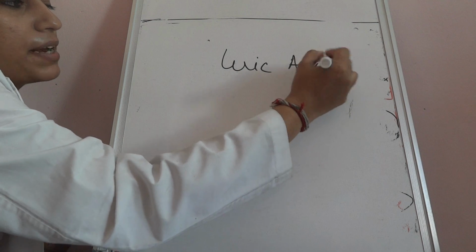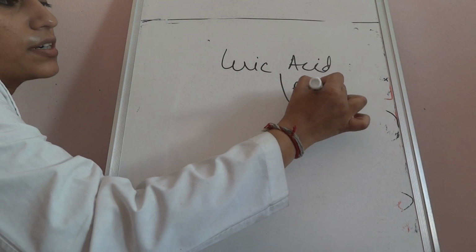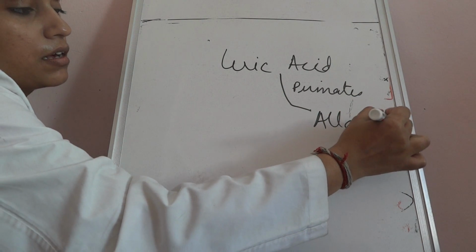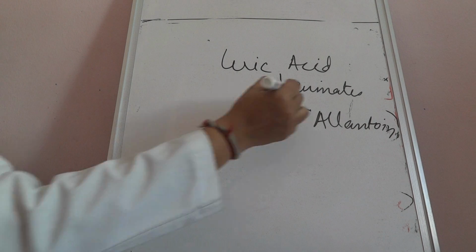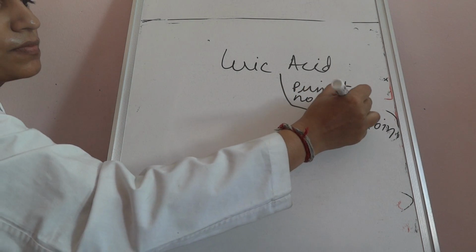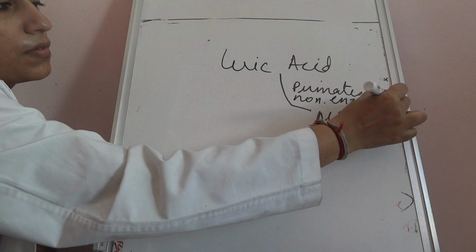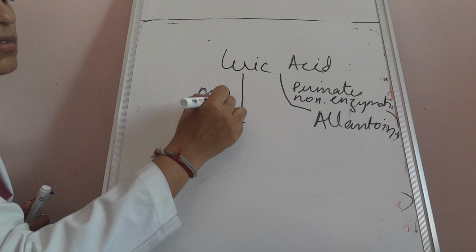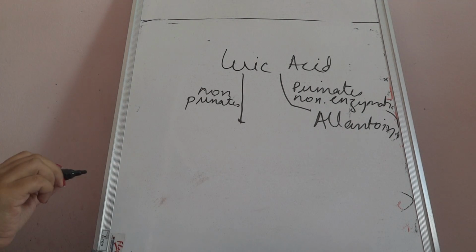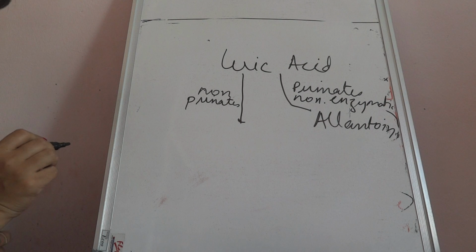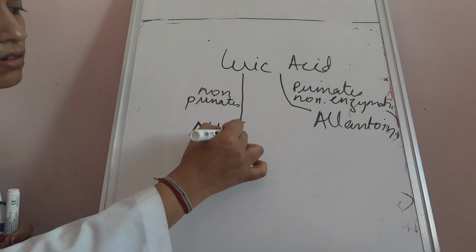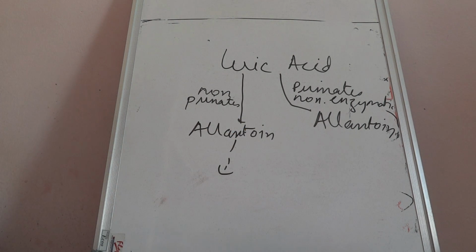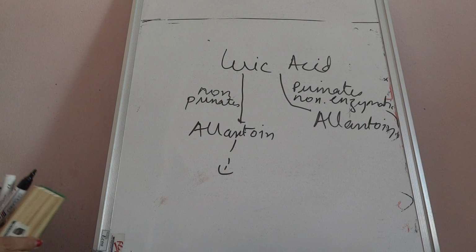Uric acid in primates can be converted to allantoin, and it is a non-enzymatic reaction. In non-primates it can form allantoin again, which will undergo further metabolism to lead to the formation of different products.